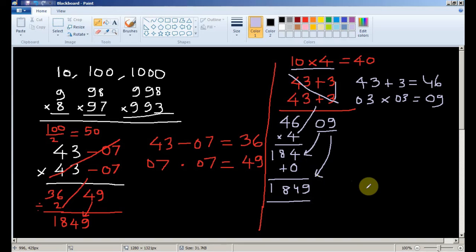So friends, I hope you learned something today. These are the two methods by which you can multiply numbers that are far away from the base, and easily find the solution.